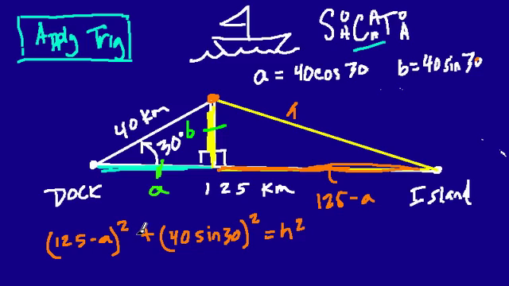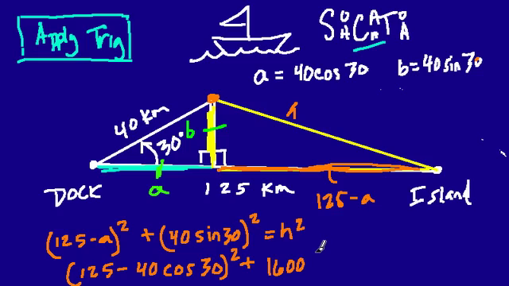Okay, what do we do next? Well, we know what a is, so let's plug that in. A is 40 times the cosine of 30. So really what we have here is 125 minus a, or 40 cosine of 30, all of that squared, plus 40 sine of 30 squared, which is just 40 times 40, that's 40 squared. What's that? Well, that's 1,600. And sine of 30 squared, leave the 30 degrees alone, it's just sine squared of 30, and that equals h squared.